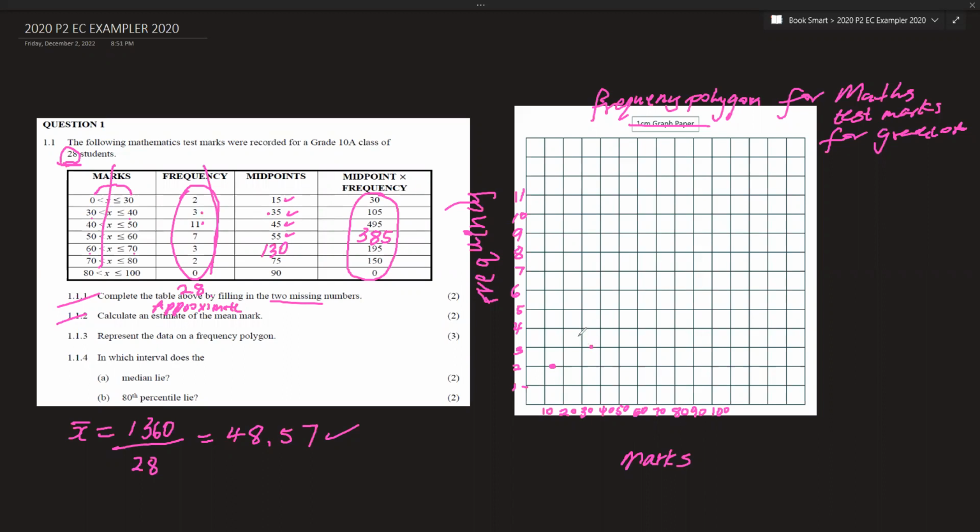Perfect. And then I can see that 11 will go with 45. So 11, 10, 20, 30, 40, 45 is somewhere there. Then I can see that 7 will go with 55. So you go to 7, then you start counting: 10, 20, 30, 40, 50, 55 must be somewhere there in the center. And then I can see that 3 will go with 130.